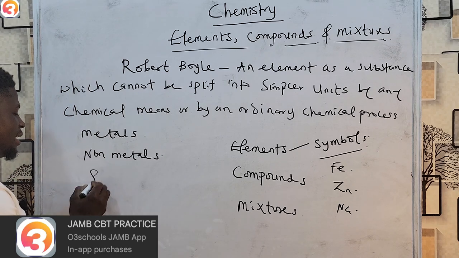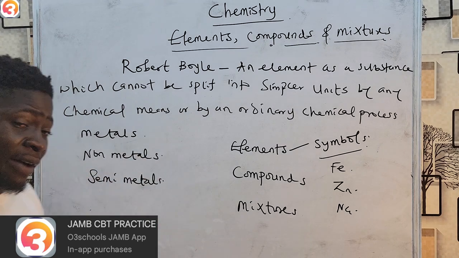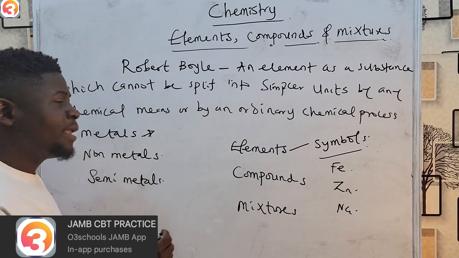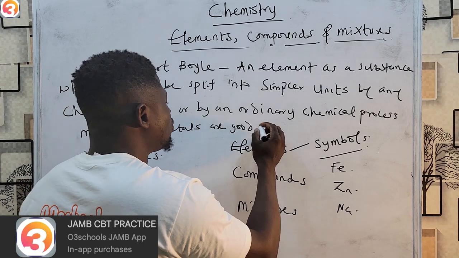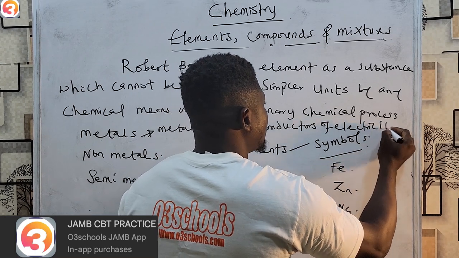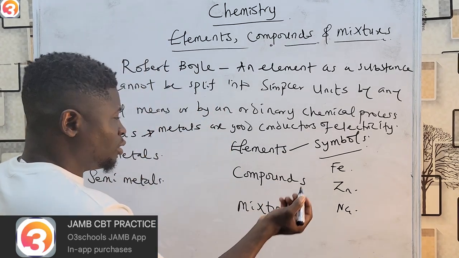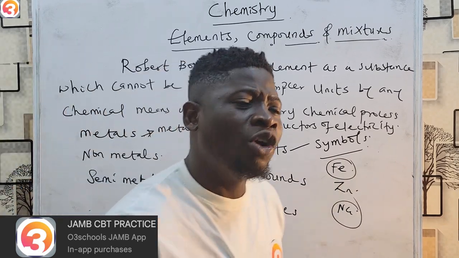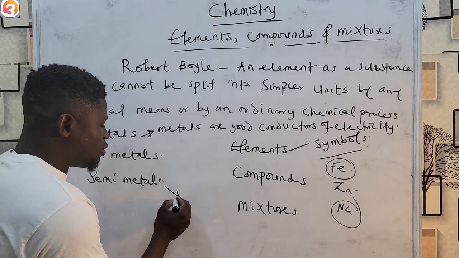And we have also the semi-metals. The order in which I've arranged them does not matter, but you should know what they are. The first one is metals. Metals are good conductors of electricity. Examples are sodium that I've mentioned here, iron, copper and so on. They are good conductors of electricity. Of course we have semi-metals, which should be the second one.